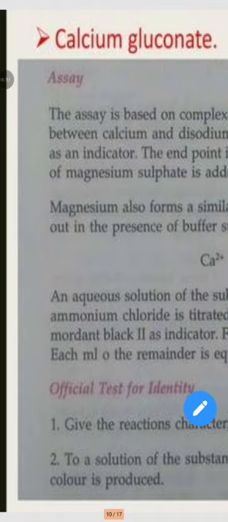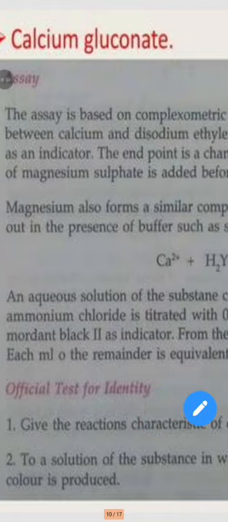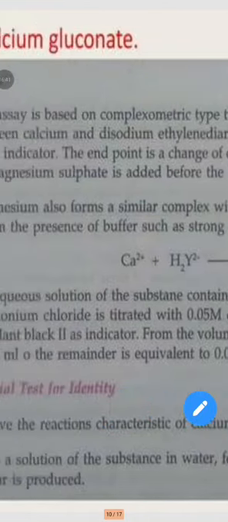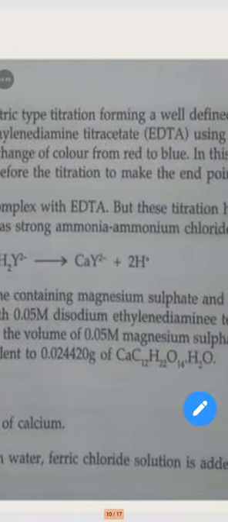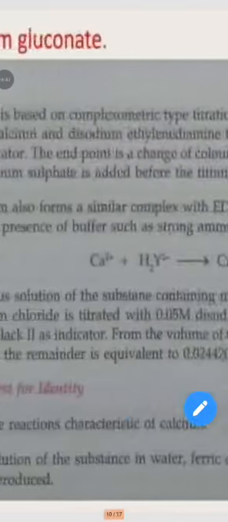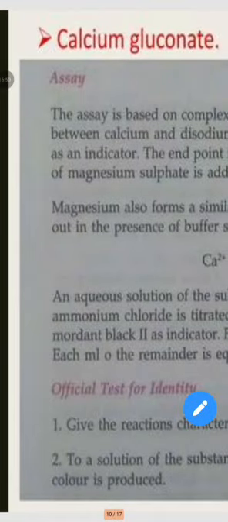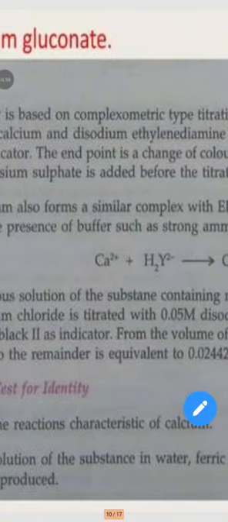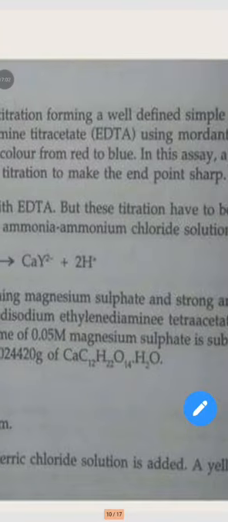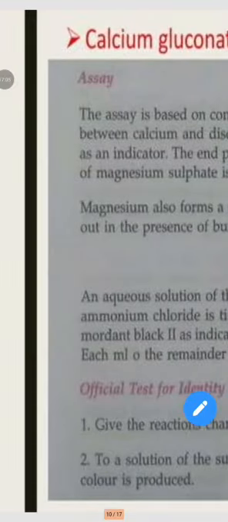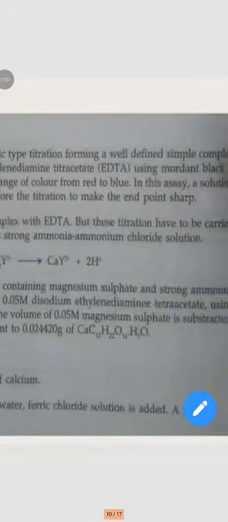Then the official test of identity: it gives the reactions characteristic of calcium. To a solution of the substance in water, ferric chloride solution is added, and a yellow color is produced. So this solution is identified as calcium gluconate. First the reactions of all the characteristic tests of calcium, then the solution of the substance in water, then ferric chloride is added, and a yellow color precipitate is formed.